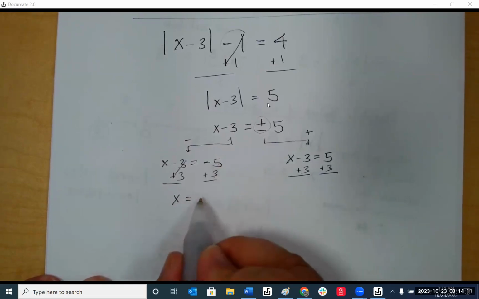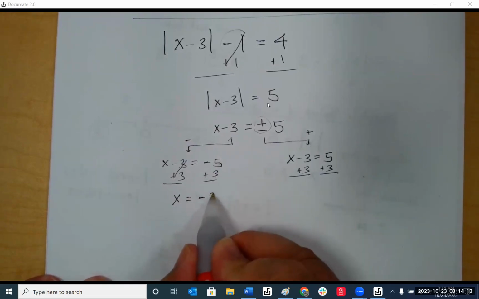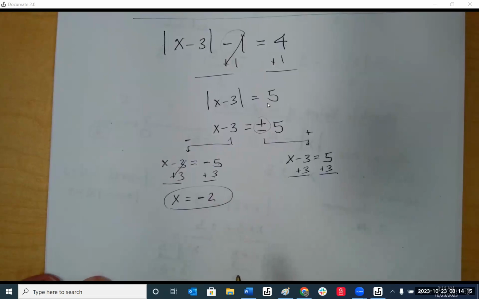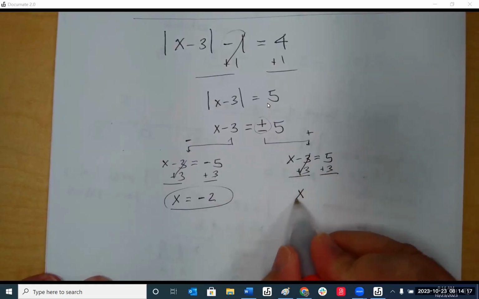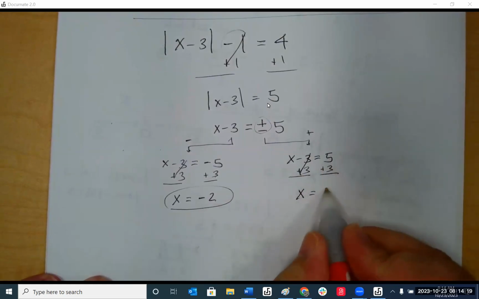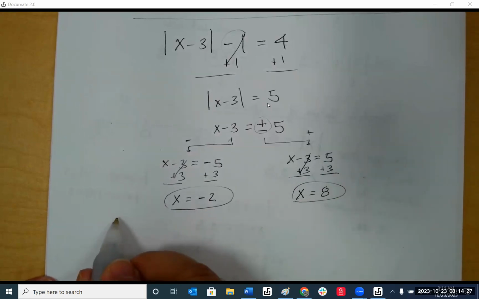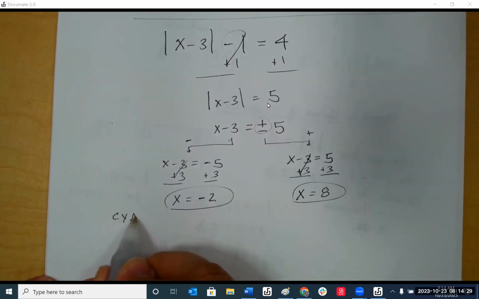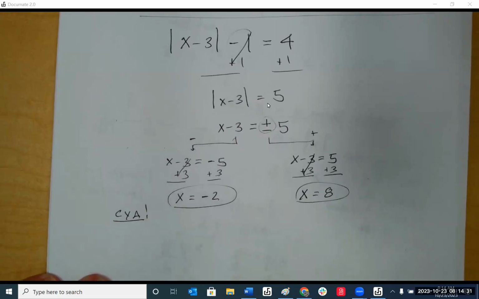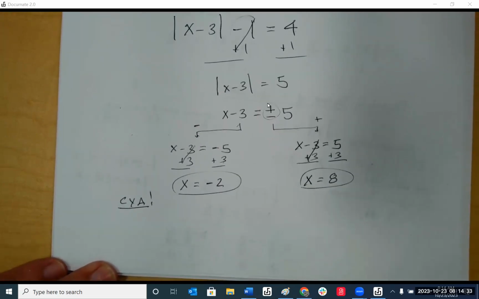We add 3 to both sides. Five is bigger than 3, so the answer is negative. 5 minus 3 is 2. 5 plus 3 is 8. Again, whenever we have this, we always have to check your answers.